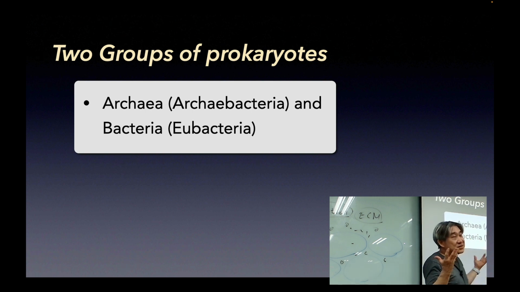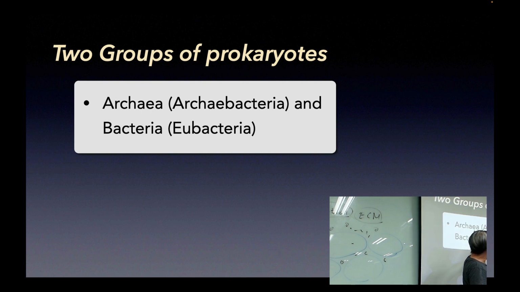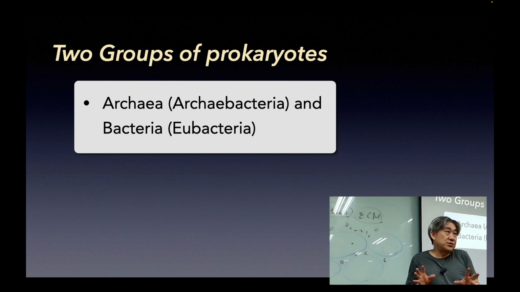And the interesting thing is, as I have mentioned several times, the eukaryotic cells actually evolved from a specific branch of archaebacteria. So we, as eukaryotic cells, are evolutionarily closer to the archaebacteria than the eubacteria.